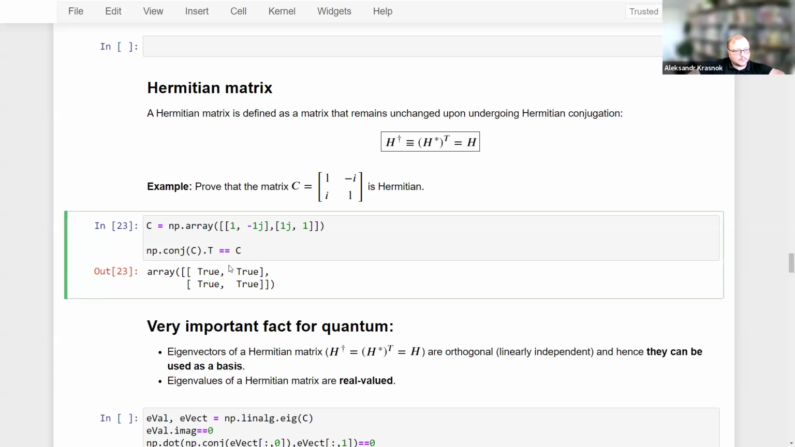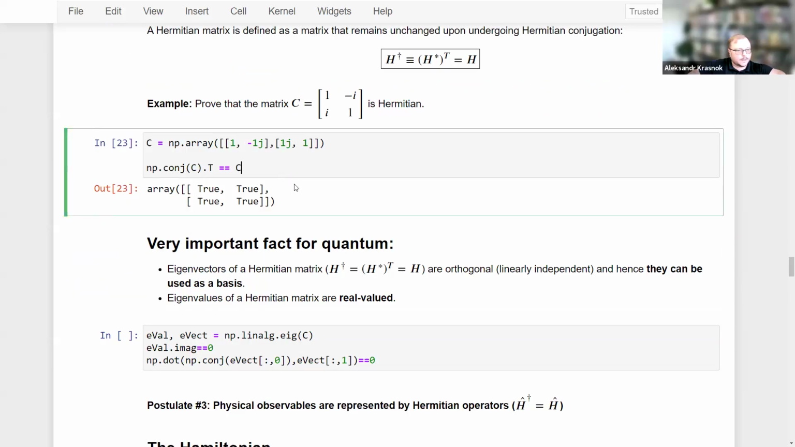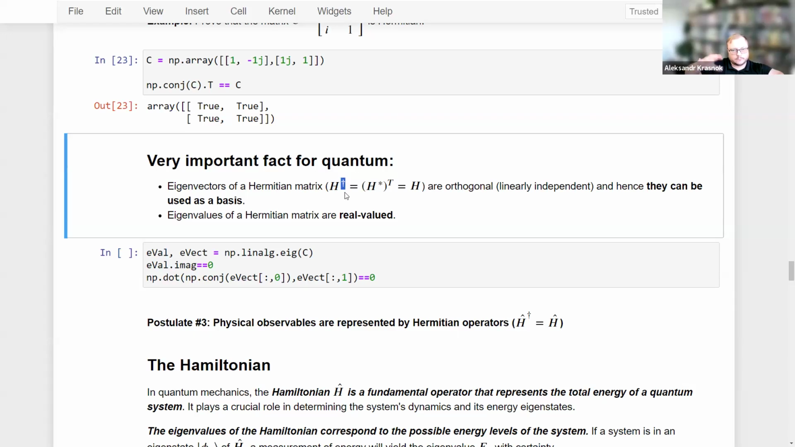So every single element in these two matrices coincides. So a Hermitian matrix doesn't change upon the dagger operation, complex conjugation plus transposition.